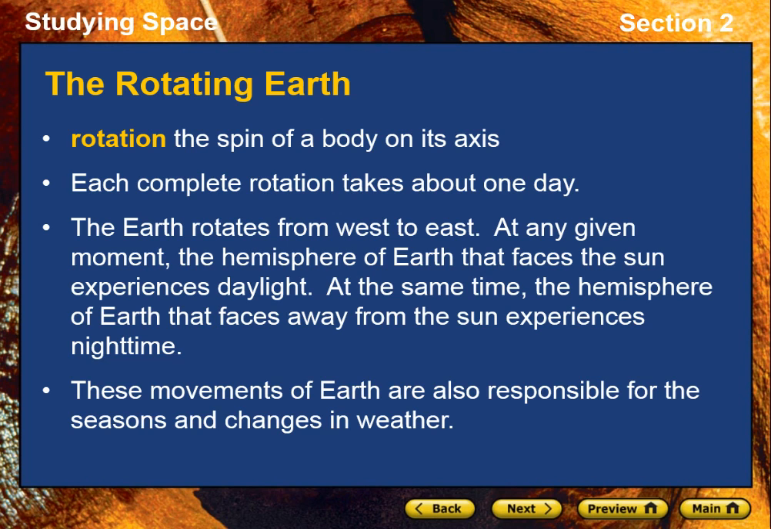The rotating Earth. The spinning of Earth on its axis is called rotation. Each complete rotation takes about 1 day. The most observable effects of Earth's rotation on its axis are day and night. As Earth rotates from west to east, the sun appears to rise in the east in the morning. The sun then appears to cross the sky and set in the west.